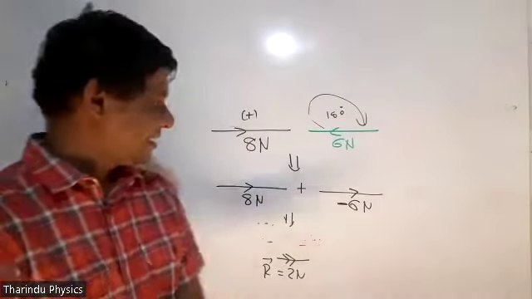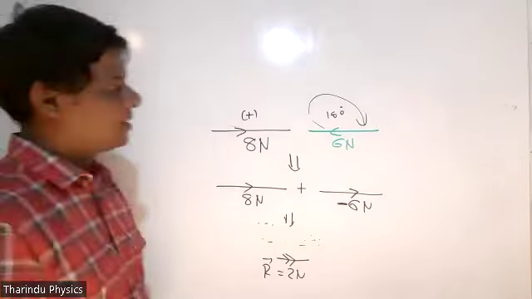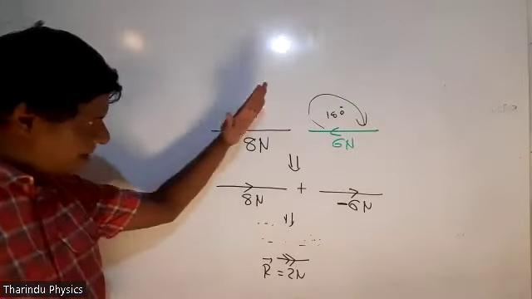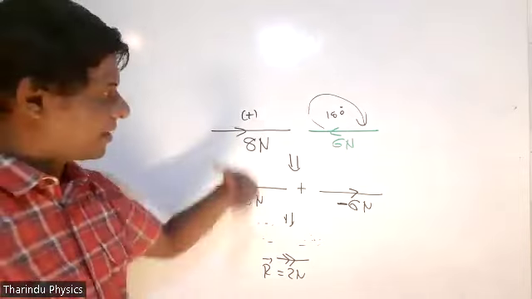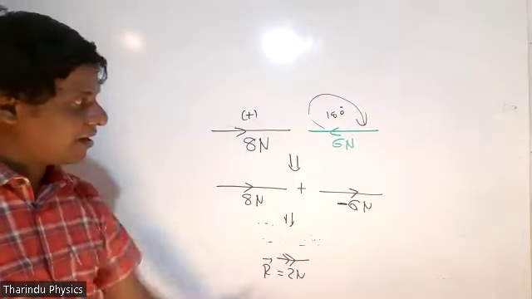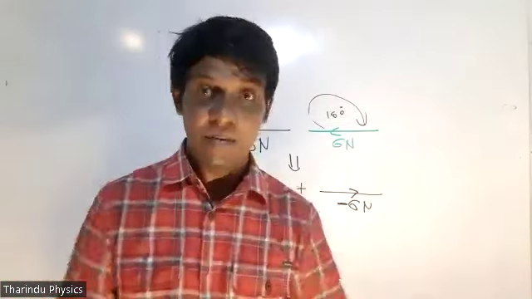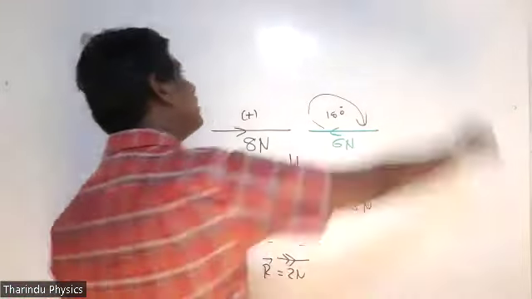Right. This is a very simple addition and subtraction. No problem. But problems will arise once the vectors are at different angles. When the vectors are at certain different angles, that is a problem. That's definitely going to be a problem. Now have a good look at here.